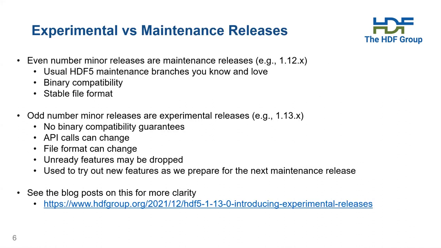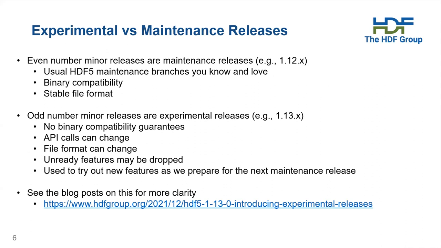One of the things that I should reiterate is the difference between experimental and maintenance releases. Starting with 1.13.0, we've moved to a scheme where the even numbered minor releases, like 1.12, are maintenance releases. Those are the usual releases that you've always seen. We maintain binary compatibility across the maintenance releases. They have a stable file format.